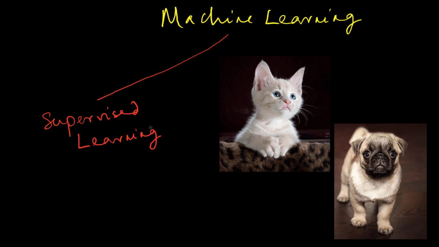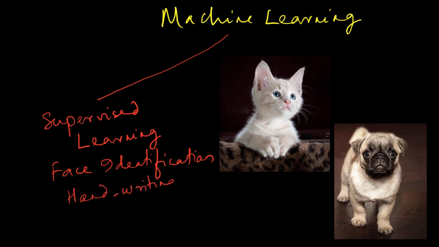So when you train an algorithm using a certain data set, that is called the training data set. When the training data set has specific labels, then that process is called supervised learning. And this is very popular in face identification, and many other problems like handwriting recognition, and so on.